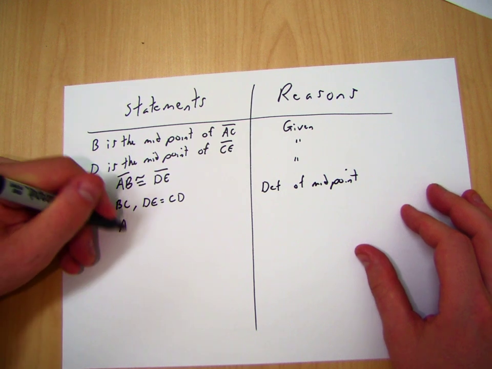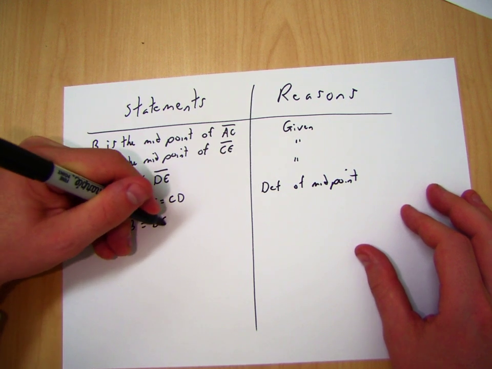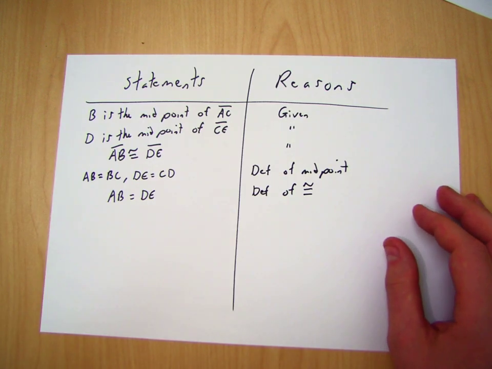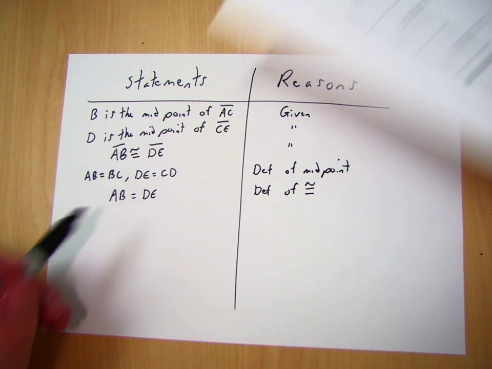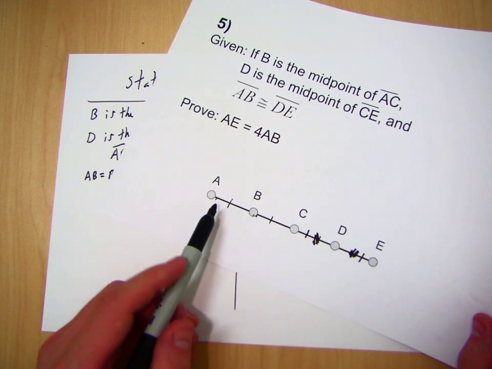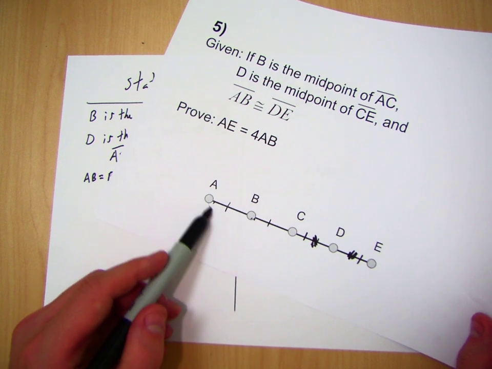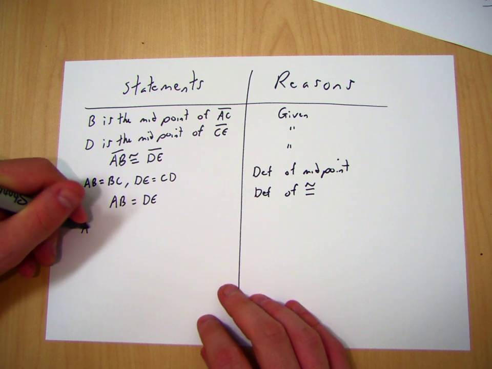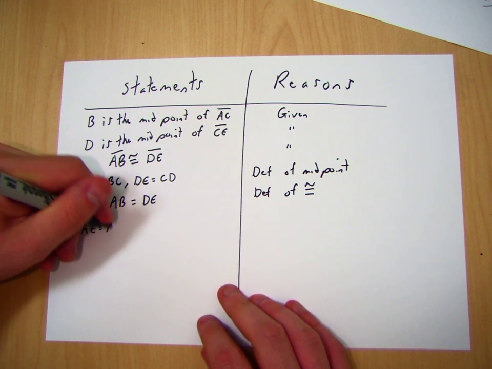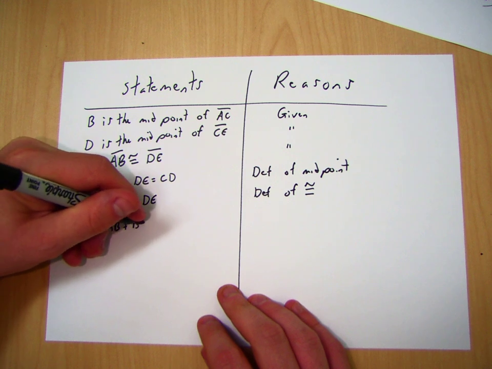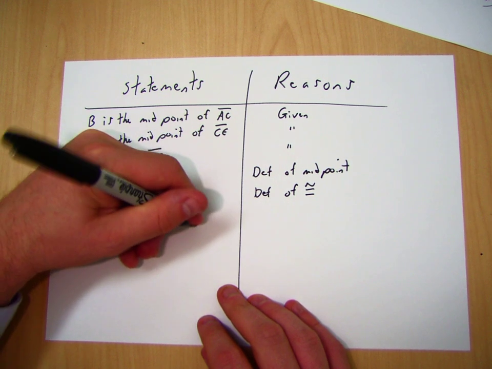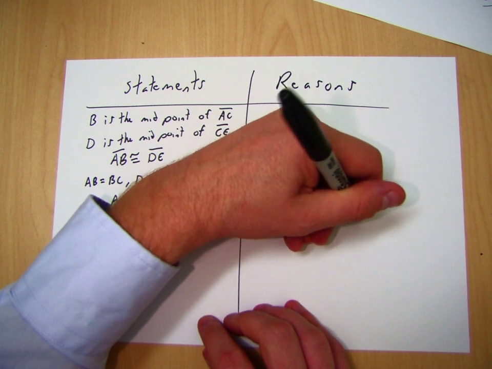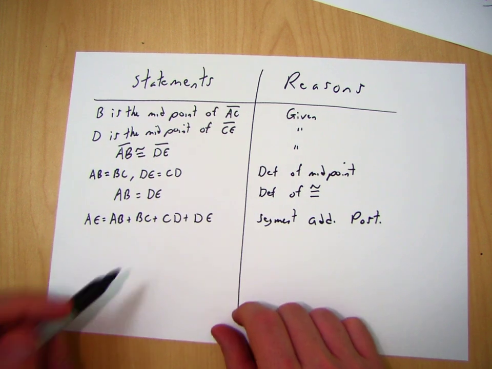Using this point here, we can also say that AB is equal to DE. And this is the definition of congruence. Now we have to start thinking. What are we going to do here? Well, I know that this whole segment AE is made up of four segments: 1, 2, 3, 4. Let's write them all down. We get that AE is equal to AB plus BC plus CD plus DE. And this is from the segment addition postulate.